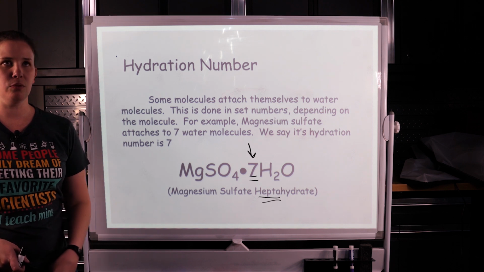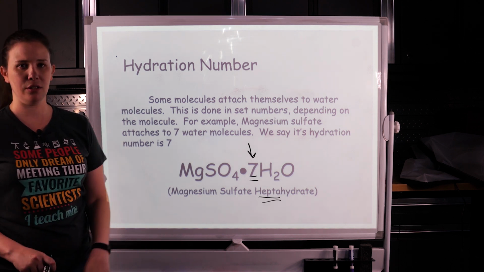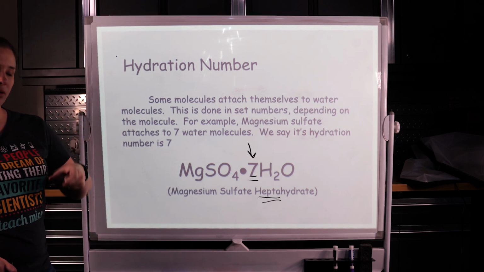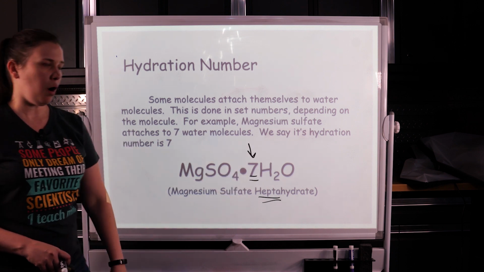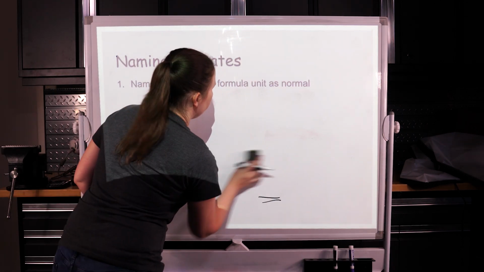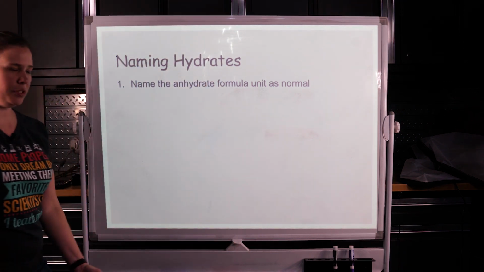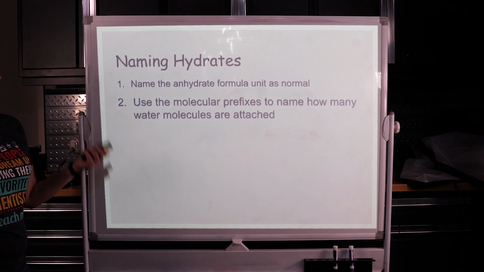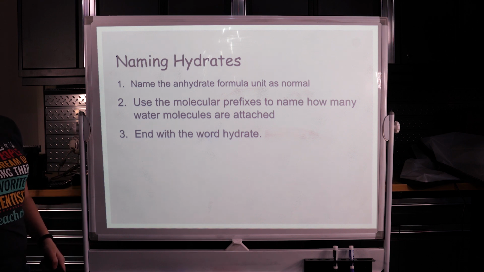If the hydration number was 4, you would call it a tetrahydrate. You're putting the molecular prefix that matches the hydration number on the word hydrate. All right. So first you name the formula unit normally. Then you're going to use the molecular prefix and then the word hydrate.